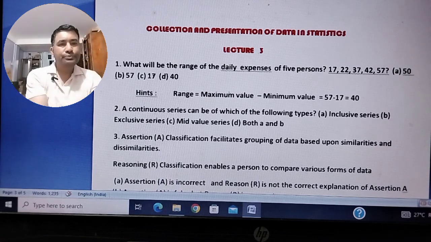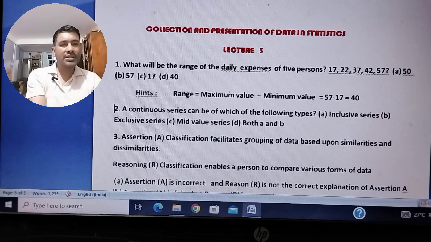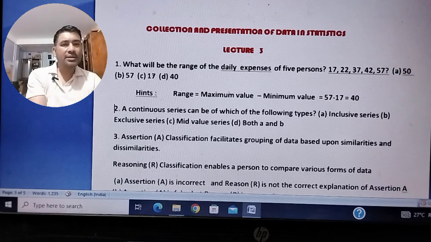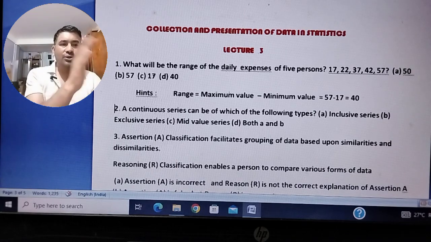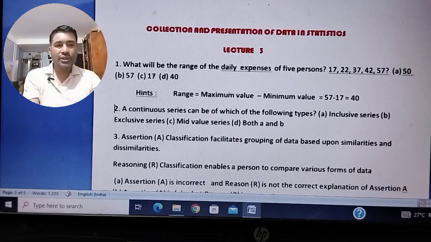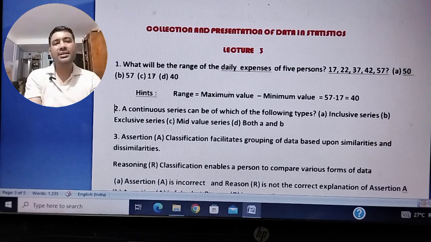Number 2, a continuous series can be of which of the following types? A, inclusive series; B, exclusive series; C, mid-value series; and D, both A and B. Continuous series looks like 0 to 10, 10 to 20, 21 to 30, like that. It is a continuous series.